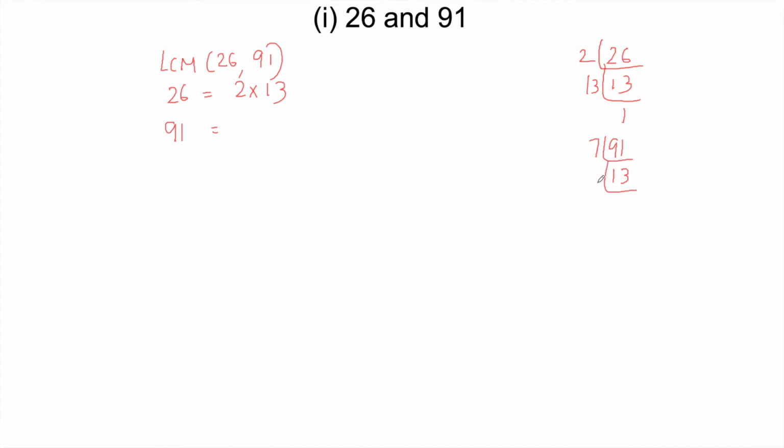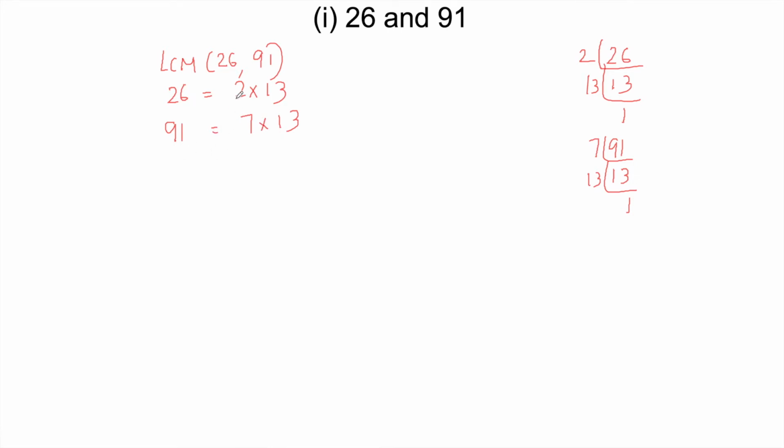We can find the LCM first. LCM of 26 and 91. So 26 by 2 is 13. 13 is a prime number, so it will go in the number itself and 1. So 26 we can write as 2 into 13. 91, it will go in 7 first and 13. So 7 into 13. This is the prime factorization for 91.